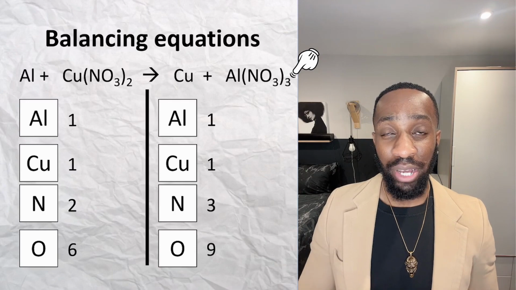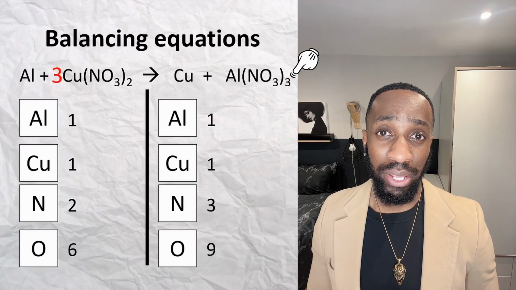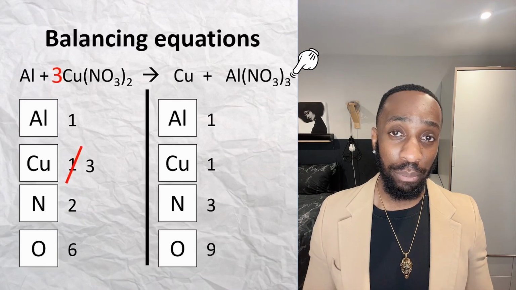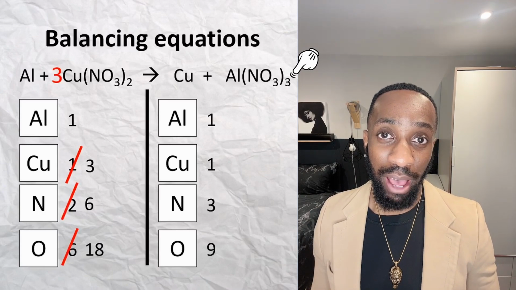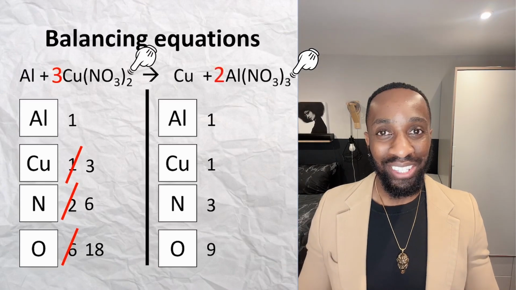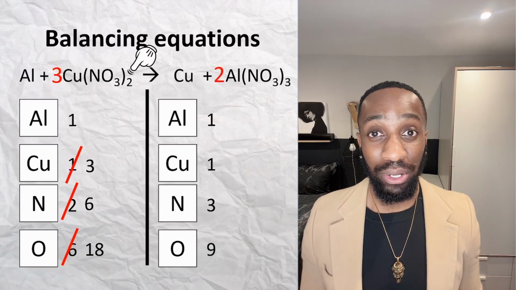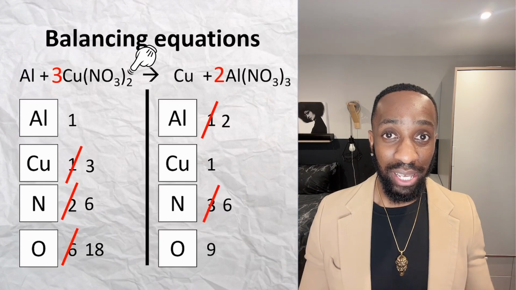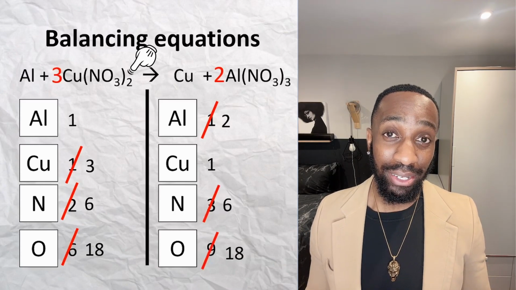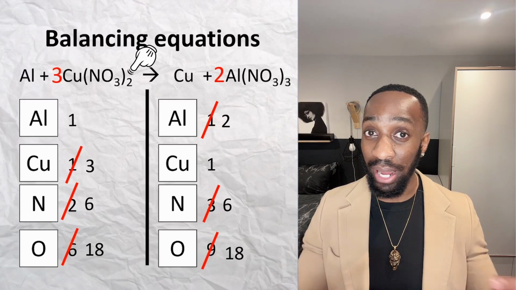The 3 that we transferred over to the reactant side means now we have 3 times 1 copper, we have 6 nitrogens, and we have 18 oxygens. The 2 that we transferred over to the product side means we now have 2 aluminium atoms, we have 6 nitrogens, and 18 oxygens. So the nitrate is balanced.